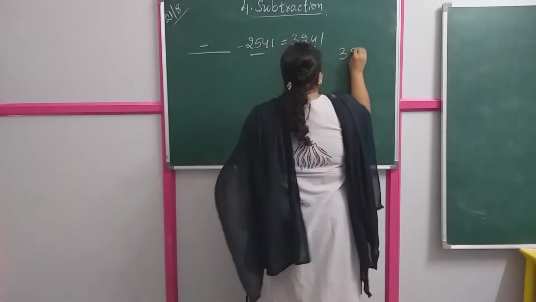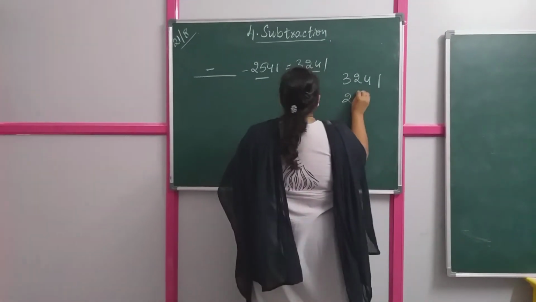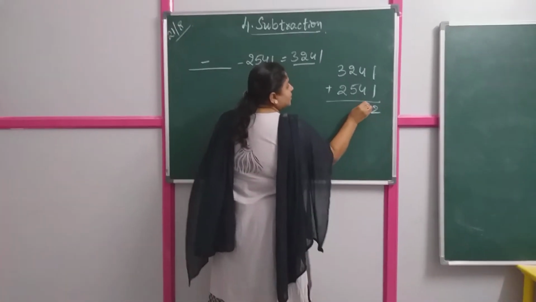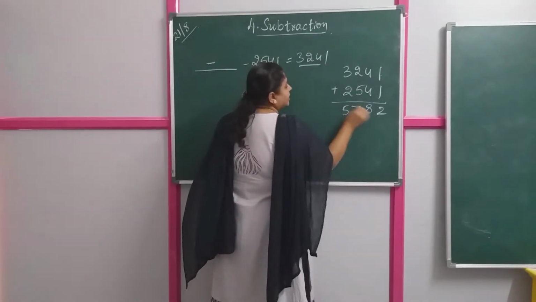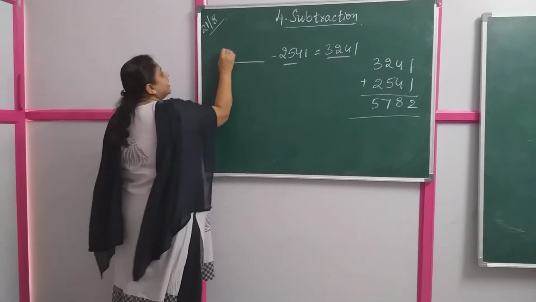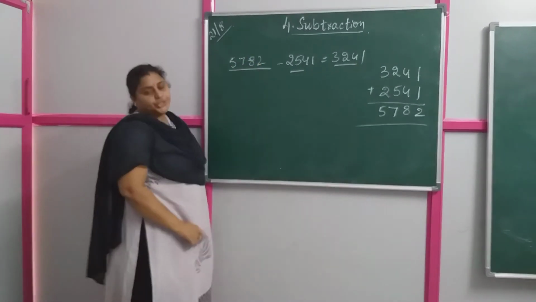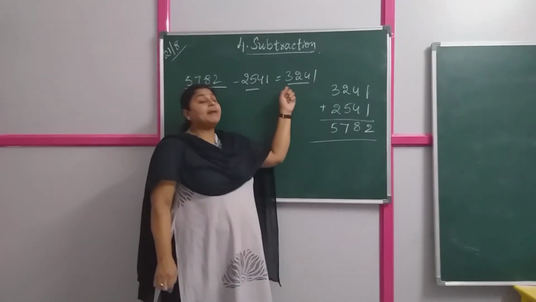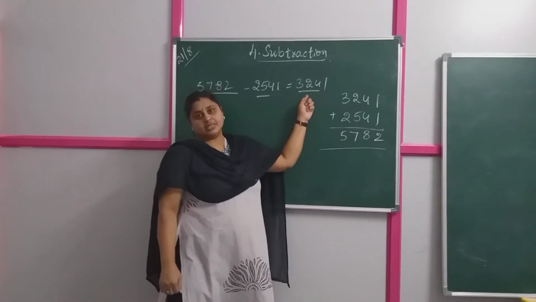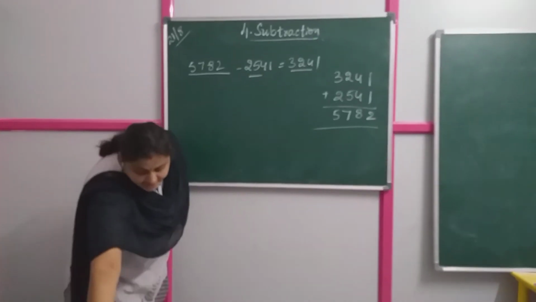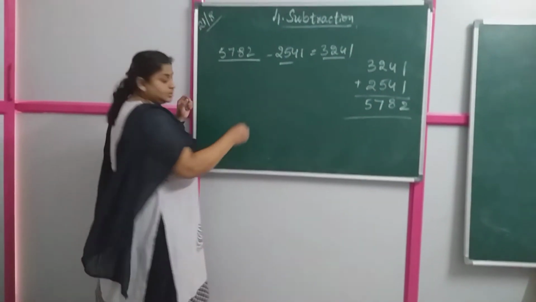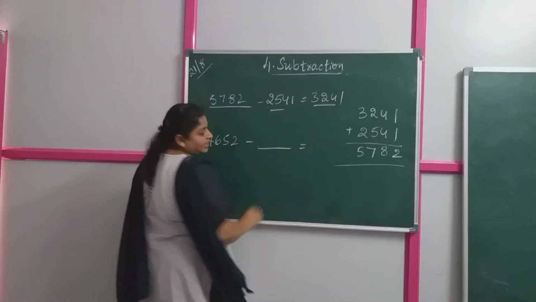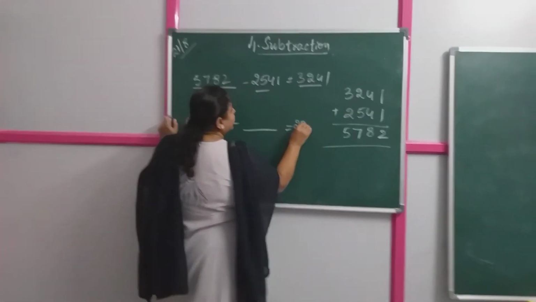So come on, add 3240 to 2541. 1 plus 0, 1, 4 plus 4, 8, 2 plus 5, 7 and 3 plus 2, 5. So what is our answer? 5781. So to find a bigger number, you add the smaller number and the difference. Got it, children? Next let us take the other example. 4652 minus blank is equal to 2343.